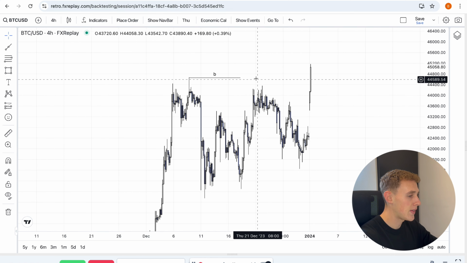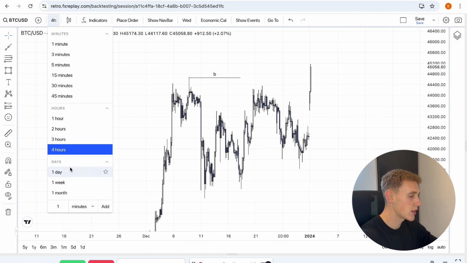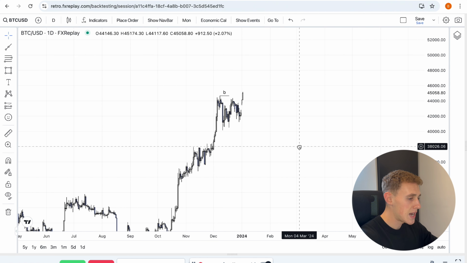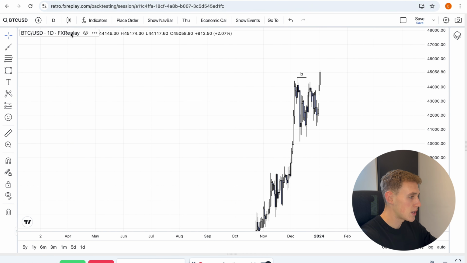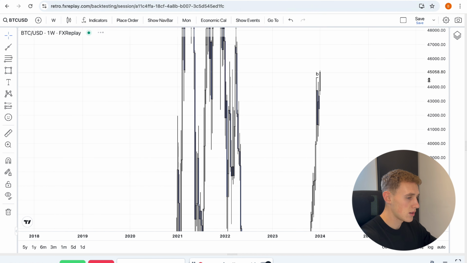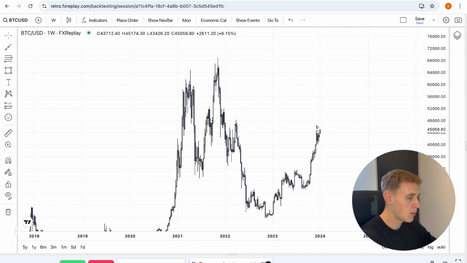So now we have had that higher time frame breaker structure. Zooming back out to the daily, we can see that price is very clearly still bullish, and I think this was the all-time high maybe. Oh no, at this point in time it wasn't the all-time high.